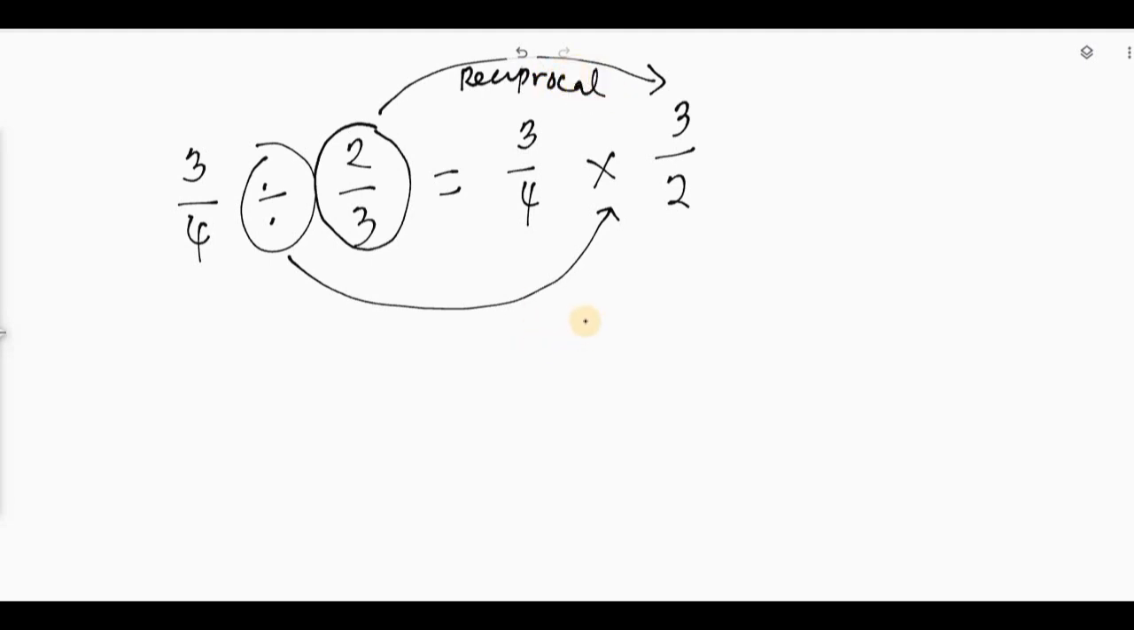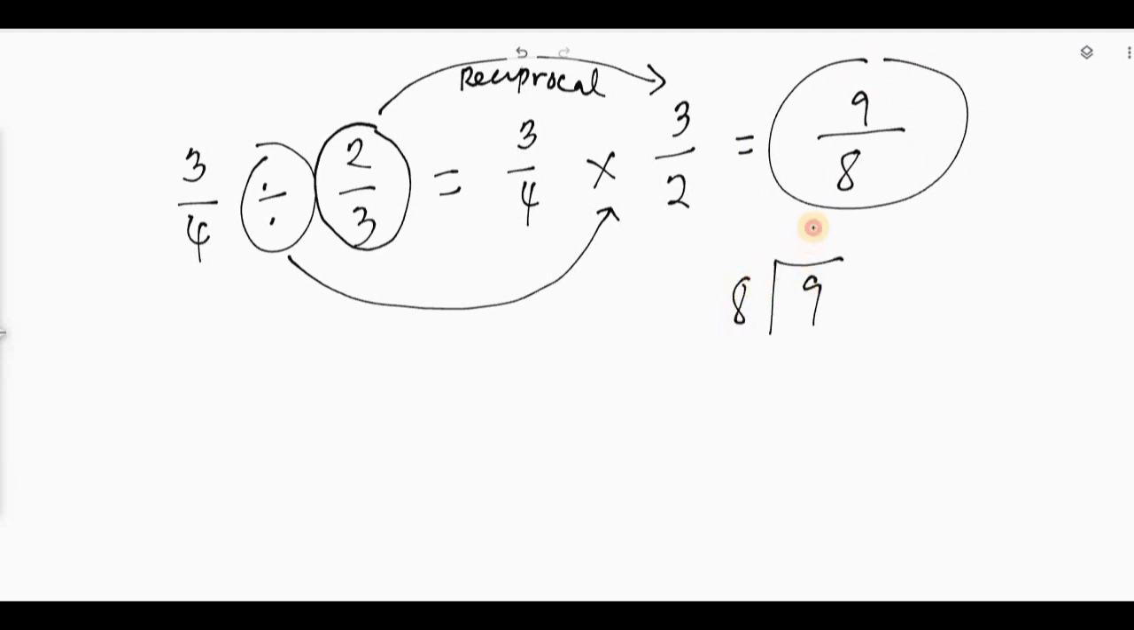Reciprocal. Okay? Then, pwede na tayo mag-multiplication. So, 3 times 3, 9. 4 times 2, 8. So, improper fraction, gawin nating mixed number. So, 9 divided by 8 is 1. That's 8. Is 1. So, we have 1 and 1/8. Okay? So, yun yung sa division naman.